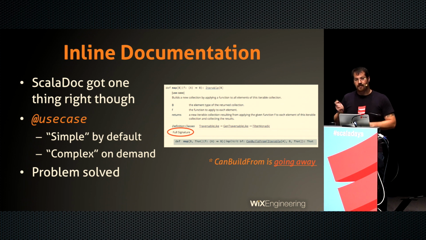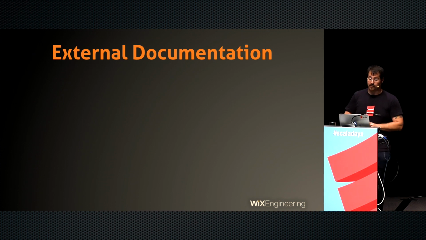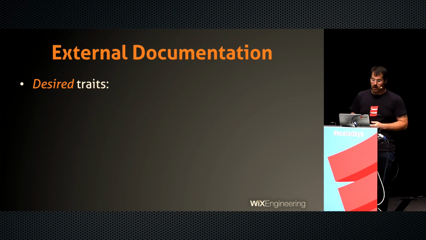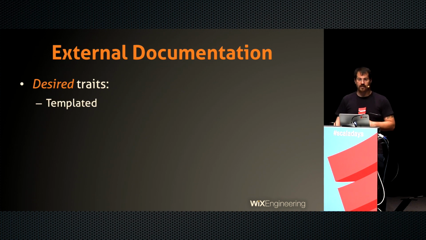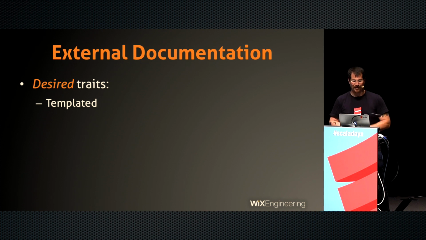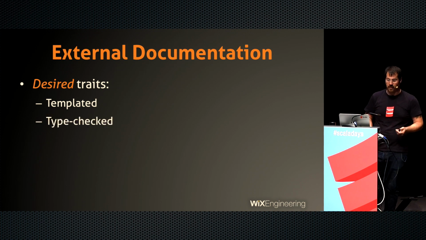So, assuming we have a decent tool chain for inline documentation, let's take a look at external documentation. What do we actually want from the tools that allow us to author and consume external documentation? Well, ideally, we'd want some kind of templated thing. We don't want to have to worry about HTML and CSS, or even the fact that it's going to be rendered into HTML and CSS. We want to speak a higher language, a higher set of abstractions. So some sort of template engine built into the tool is pretty much a must.